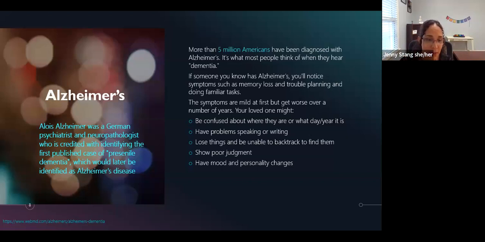And just an interesting little note here, we got the name Alzheimer's disease because it was based after the German psychiatrist who first published a case of pre-senile dementia, which would later be identified as Alzheimer's disease. And his name was Alois Alzheimer, I think. I think that's how you pronounce it.